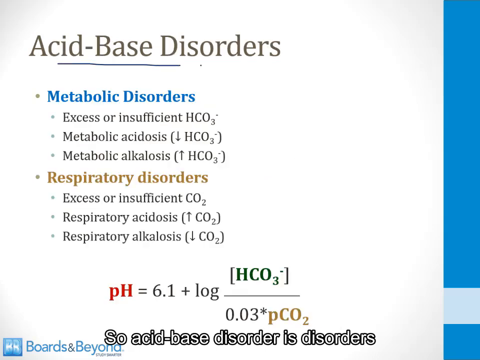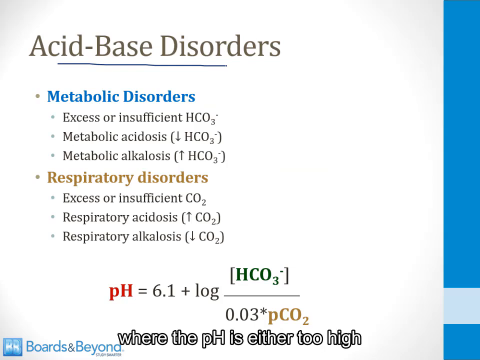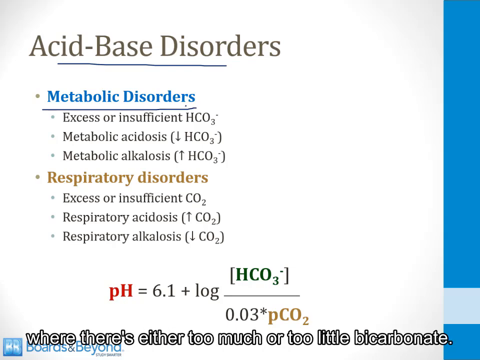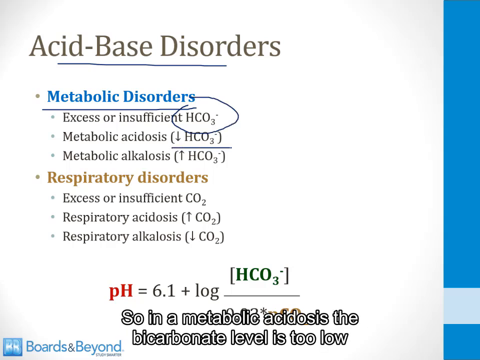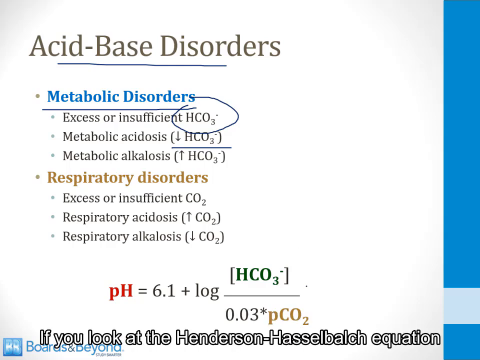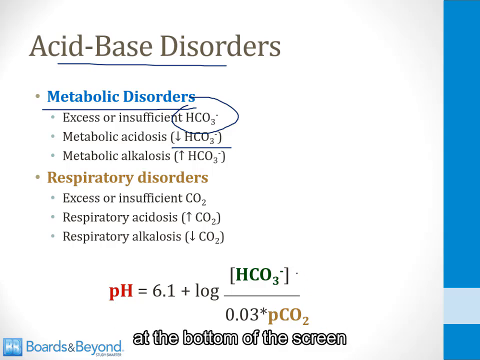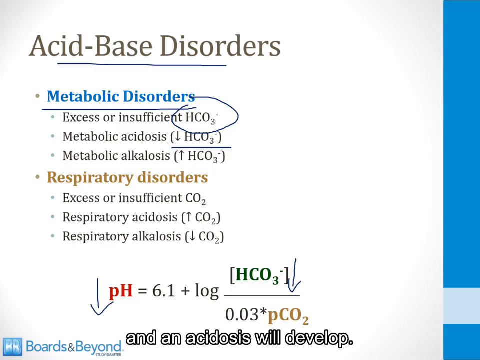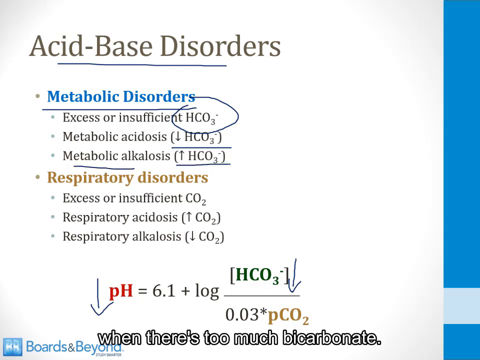So acid-base disorders where the pH is either too high or too low come in two flavors. Metabolic disorders are disorders where there's either too much or too little bicarbonate. So in a metabolic acidosis, the bicarbonate level is too low, and this will lead to a low pH. If you look at the Henderson-Hasselbalch equation at the bottom of the screen, bicarbonate is in the numerator, so when this number falls, pH over here will also fall and an acidosis will develop. Conversely, a metabolic alkalosis is when there is too much bicarbonate.